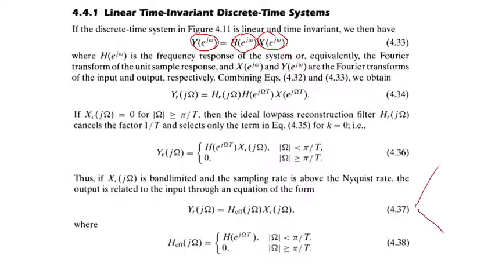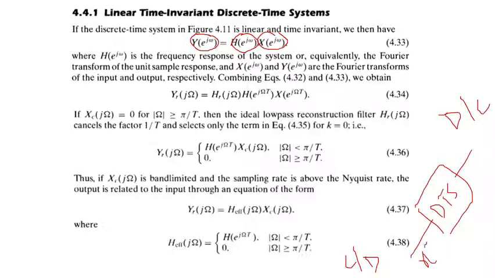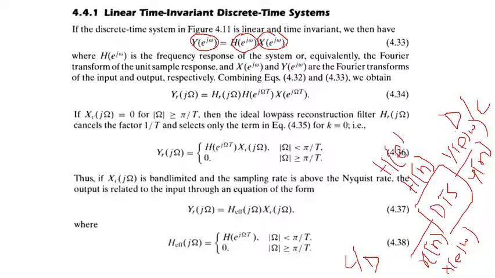In this block diagram, before this we have C to D and after it we have D to C. We are not talking about those, we are talking about this discrete time system. Here we have x of n and here we have y of n. Their Fourier transforms are X(e^{jω}) and Y(e^{jω}). The system is h of n in the time domain, or H(e^{jω}) in the frequency domain. If I multiply H(e^{jω}) with X(e^{jω}), I will get Y(e^{jω}).